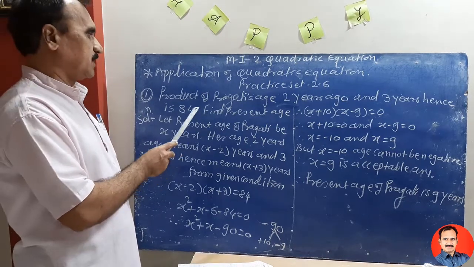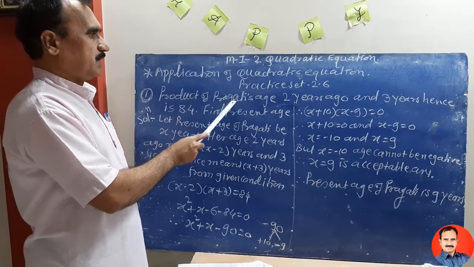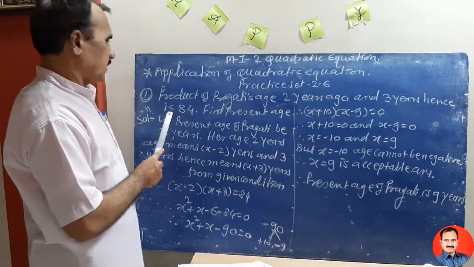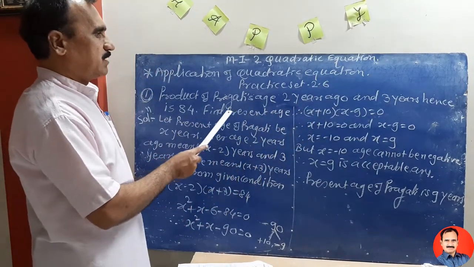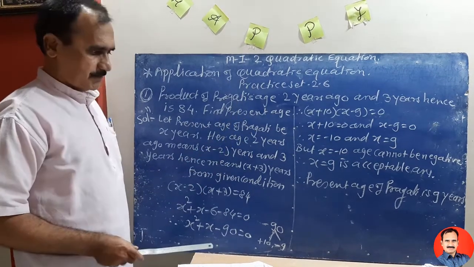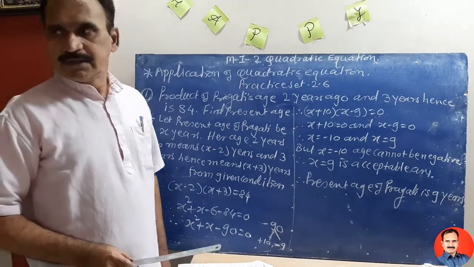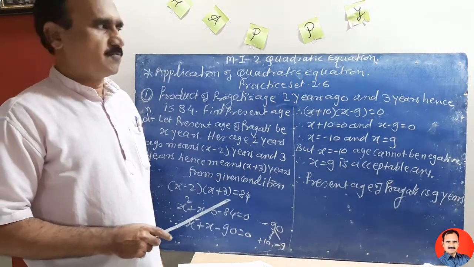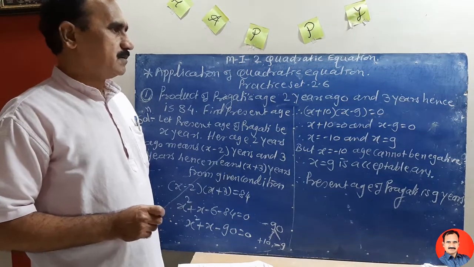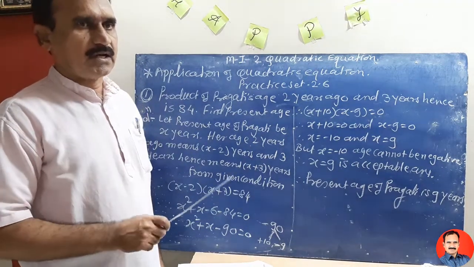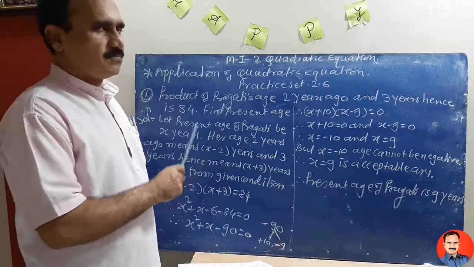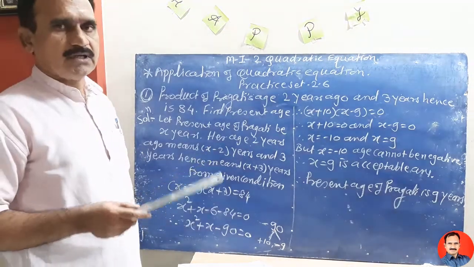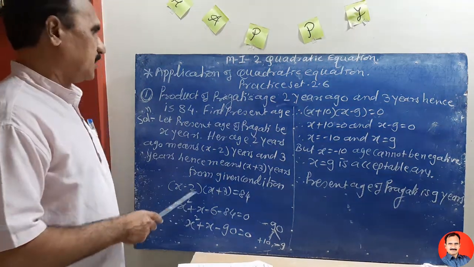All these word problems are here. Product of Pragati's age 2 years ago and 3 years hence is 84. Find present age of Pragati. Students, if there is a word problem, read and write carefully, then convert it into your mother tongue, then convert it into symbolic form, and there is one quadratic equation. If there is a quadratic equation, you can solve by any one method.